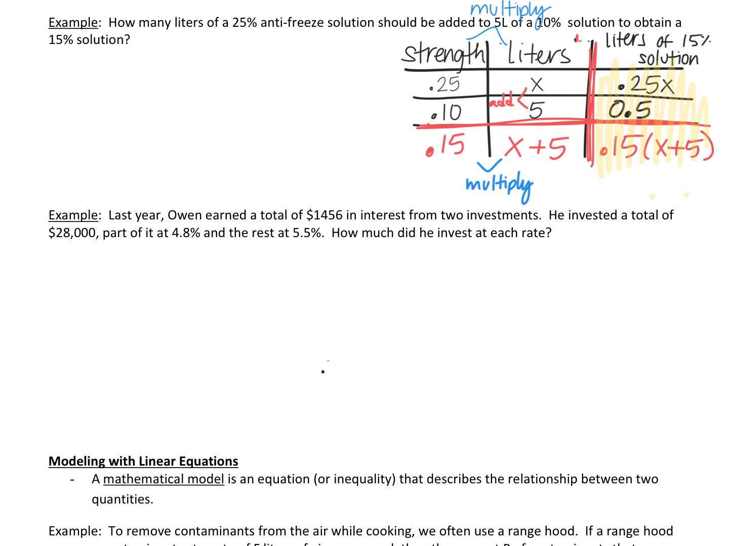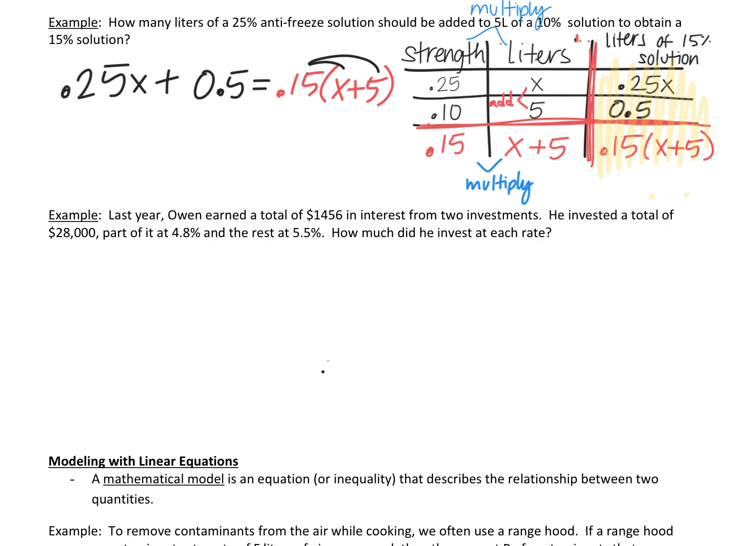And so now I'm going to add these up. 0.25x plus 0.5 is equal to my total, which is 0.15 times x plus 5. Again, that's a linear equation, and so yes, you will just distribute and solve like you are used to. You can do 0.15 times 5, or 15/100 times 5. You're going to solve this like you do any other time you solve an equation.